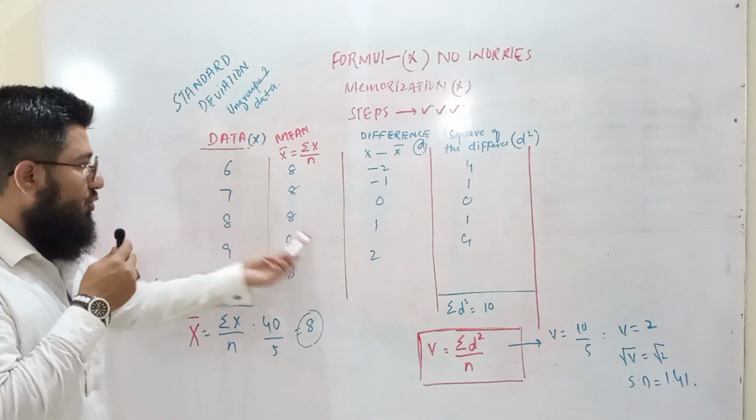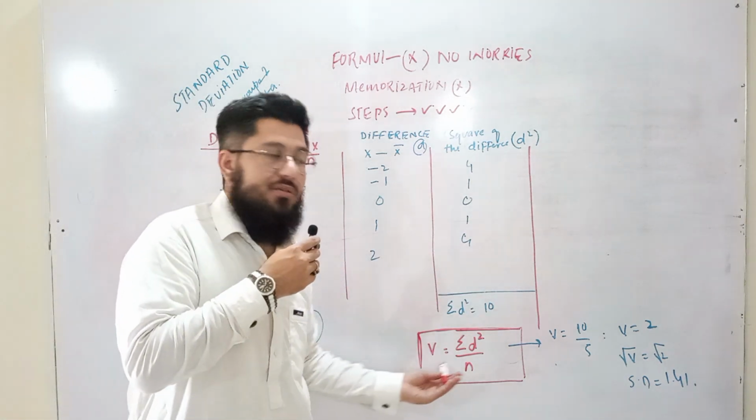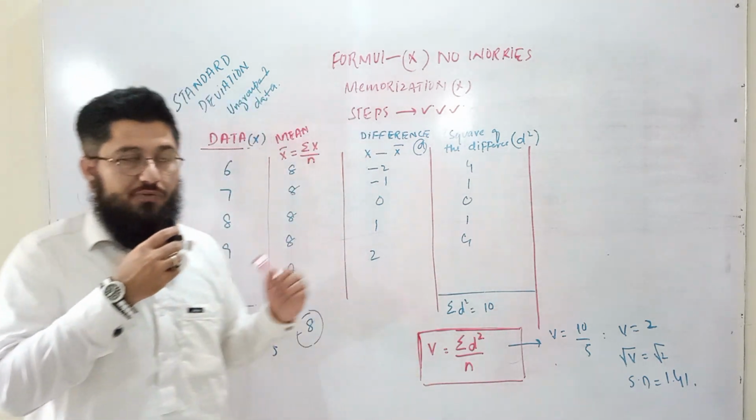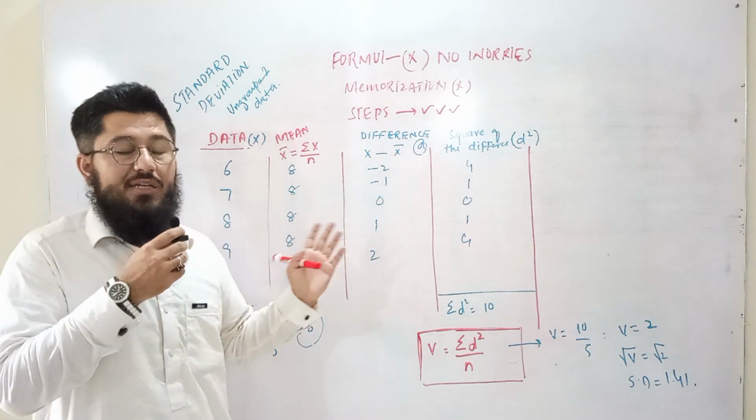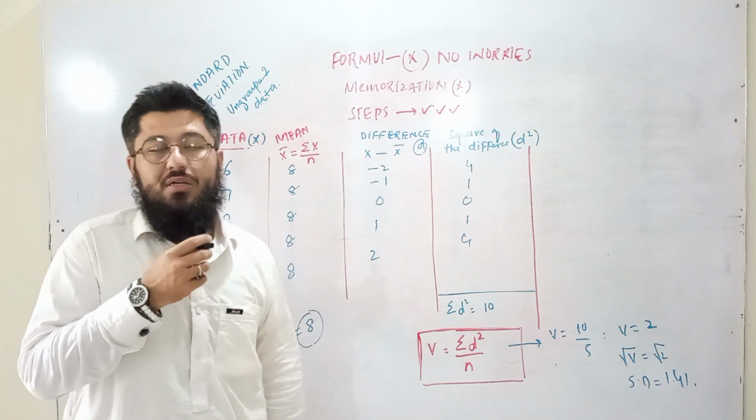So this is how 1, 2, 3, 4 steps, and then we have variance, and at the end we have standard deviation. If you need further explanation for that, we have another video in which we have explained each step in a little bit more detailed manner. So you can watch that one also.